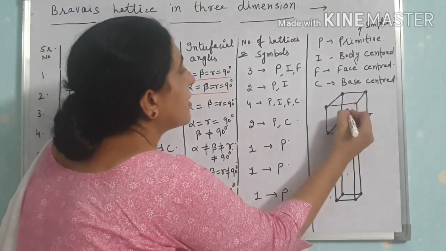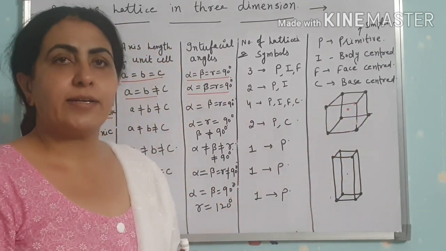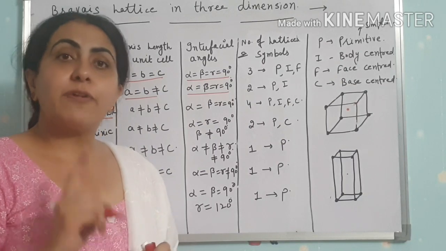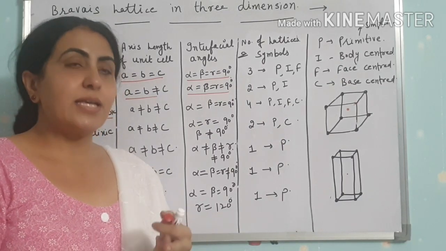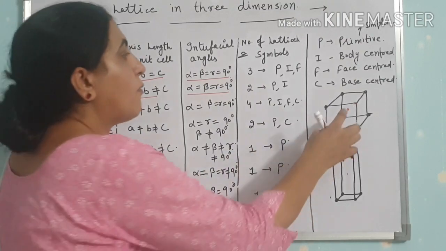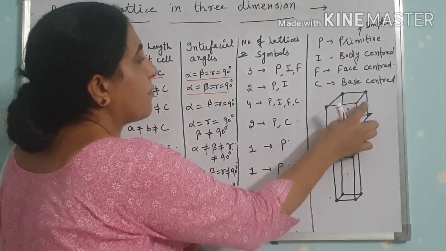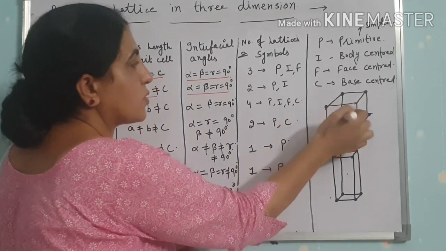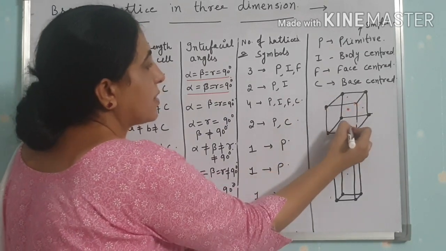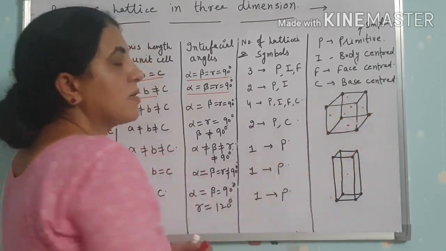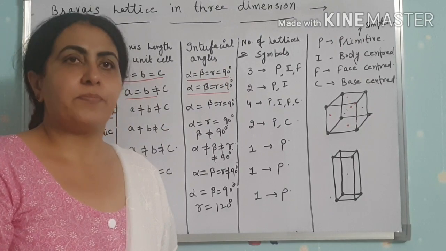When I put an atom here, this is the body centered cubic system. Then third is the face centered cubic system. In face centered cubic system, there is an atom at each face of the cube. So there are 6 atoms at the 6 faces: 1, 2, 3, 4. One is backside, one is on either side, 2 are here. So 6 atoms. Okay, so this is face centered cubic system.